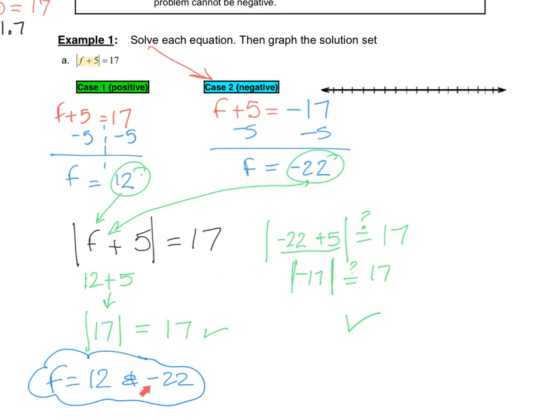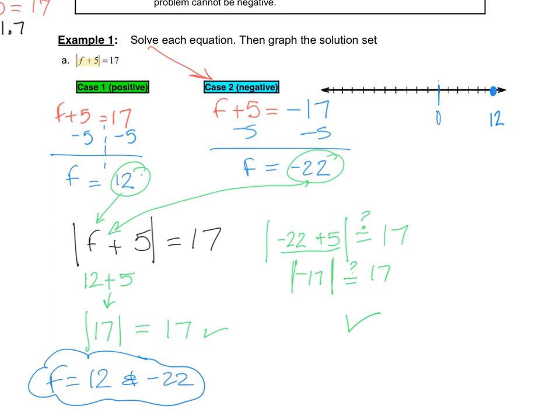And to graph them, you're literally just putting dots on 12. So let's say that 12 is here. It is to the right of 0. Let's put a dot there. And then if we go to negative 22, let's see if we have enough tally marks. If we were going back this way by 2s, we're going to have 12, 10, 8, 6, 4, 2, 0. 0 is right here.